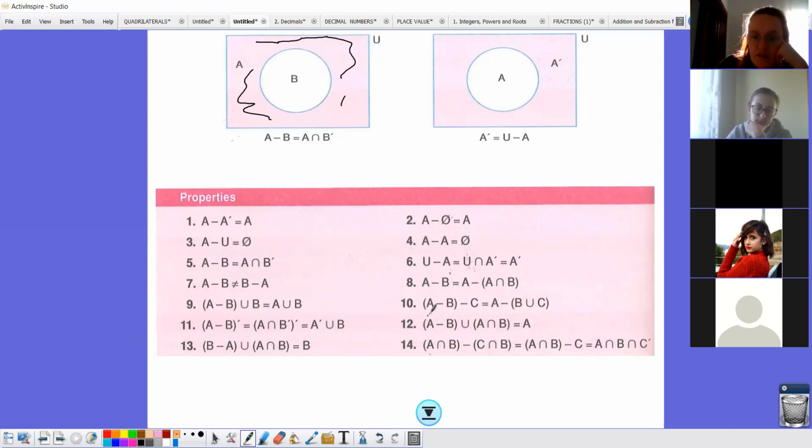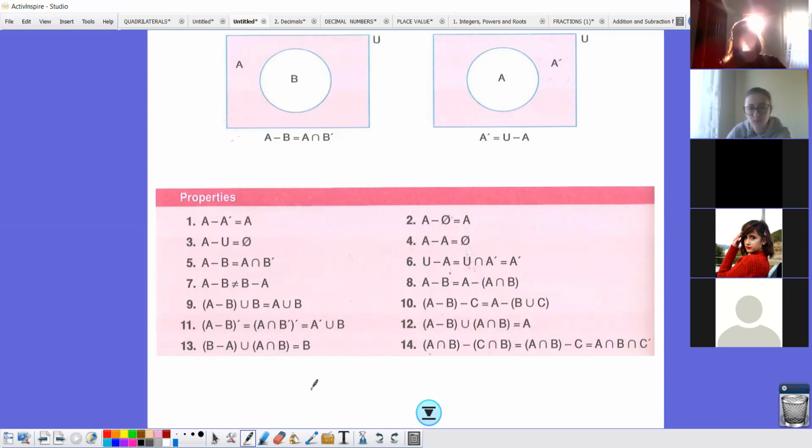And here we have A difference B difference C is the same as A difference B union C. And you have some more properties. You will understand them when you solve questions. Teacher, should we write all the properties? For now, I will not wait for you to write. If you want, take a picture, or check later from the videos. Okay, we will check from the videos.